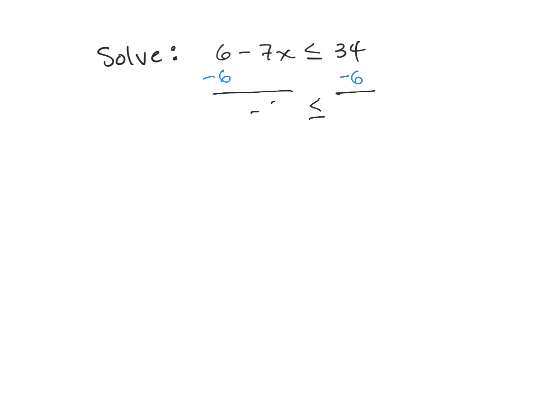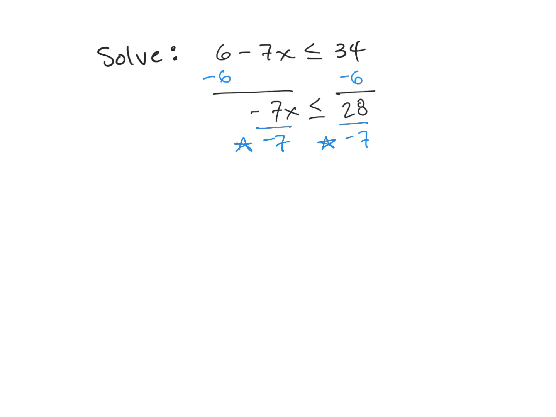And then otherwise, bring down that negative 7x. 34 minus 6, I hope, is 28. And then once again, because that's multiplication, I'm going to divide both sides by whatever I'm multiplying by, in this case, negative 7. But as I write, divide by negative 7 on both sides, that's my red flag. I'm dividing by a negative number, and that's the only thing that matters.